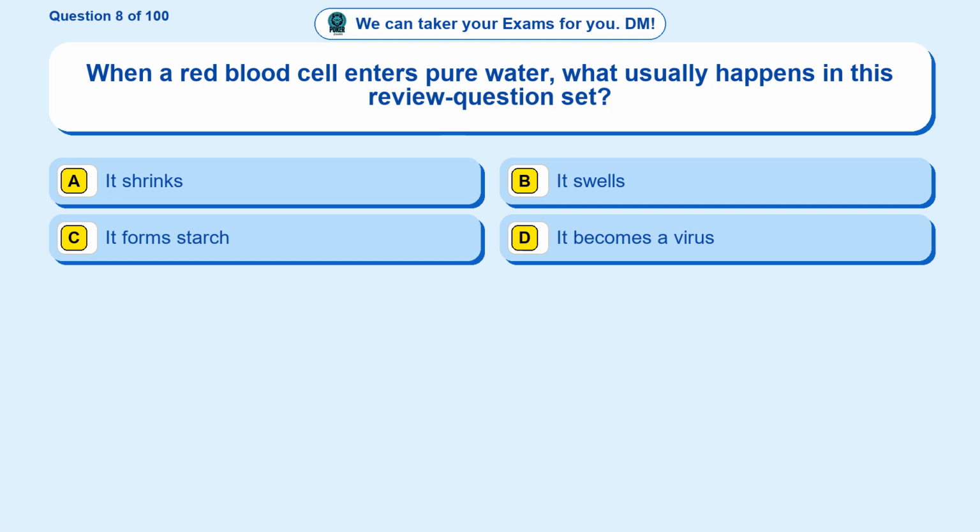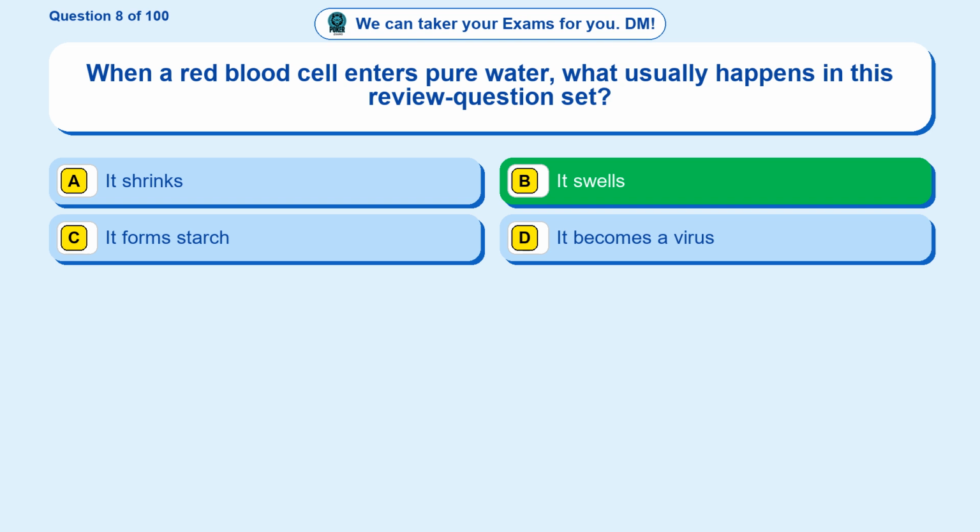Question 8. When a red blood cell enters pure water, what usually happens in this review question set? Option A, it shrinks. Option B, it swells. Option C, it forms starch. Option D, it becomes a virus. The correct answer is option B.